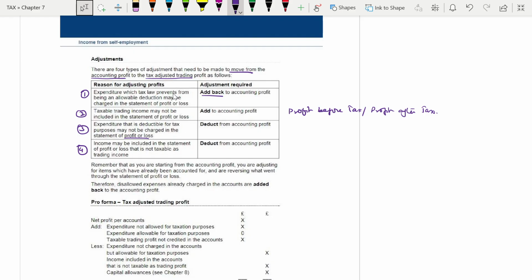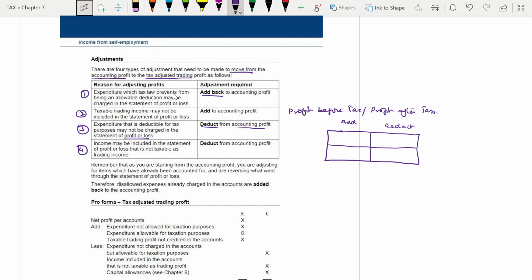Expenditure that is deductible for tax purposes may not be charged to the profit and loss account, the one which they are deducting. If it is not charged in the profit and loss account, then we have to deduct it from the accounting profit. It is a very easy way to understand with respect to the matrix. What we have to do is deduct.